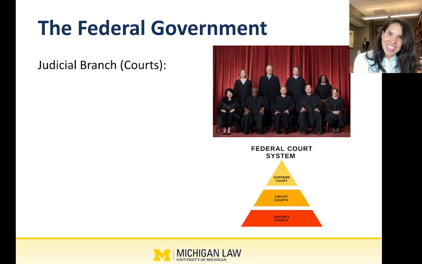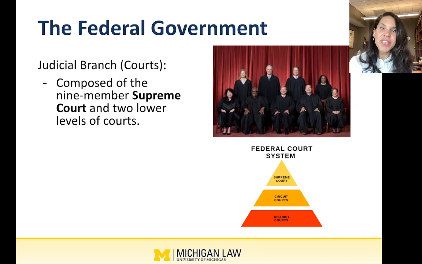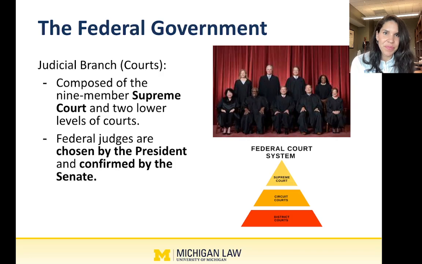The judicial branch, the third branch, Article 3. So the judicial branch at the top is composed of a 9-member Supreme Court and 2 lower levels of court. That is a picture of our current Supreme Court. It's 9 members, but interestingly enough, the Constitution does not say anything about the number of members in the Supreme Court. So if you have heard in the news talk of expanding the Supreme Court, that is completely up to the president, who has the power to appoint Supreme Court judges.